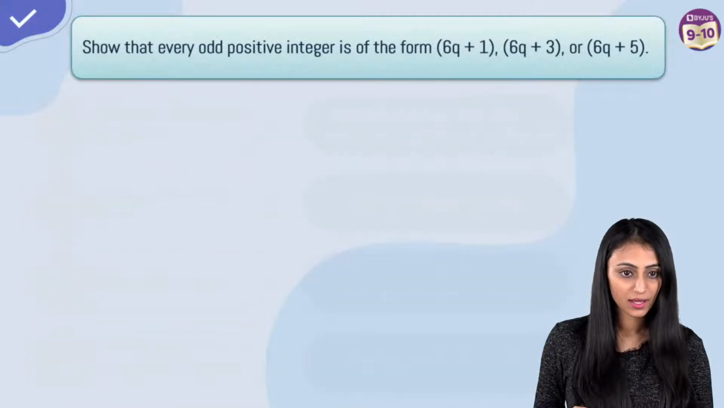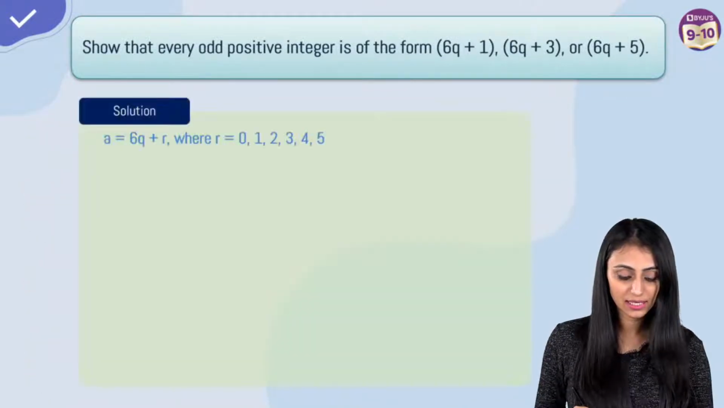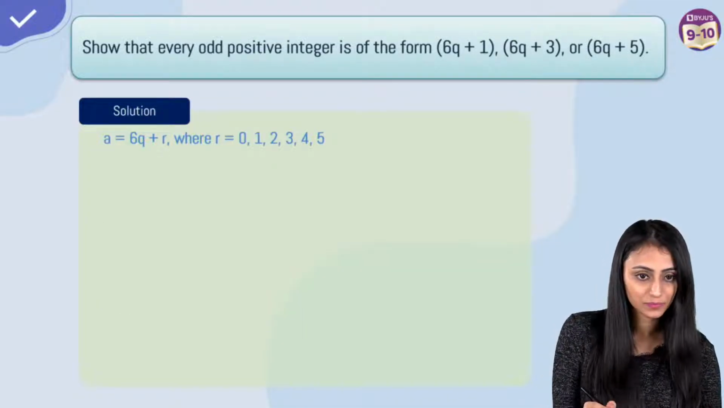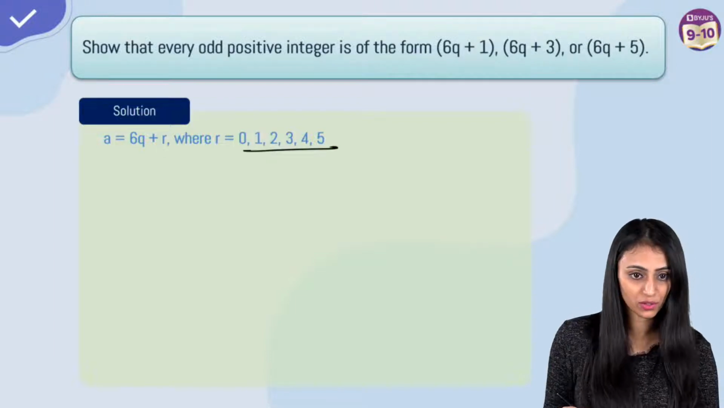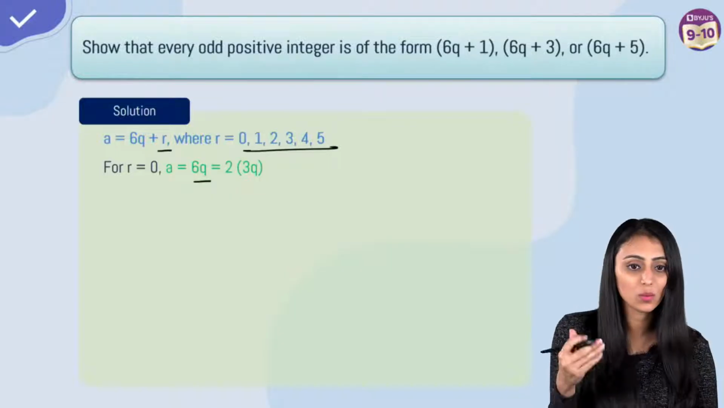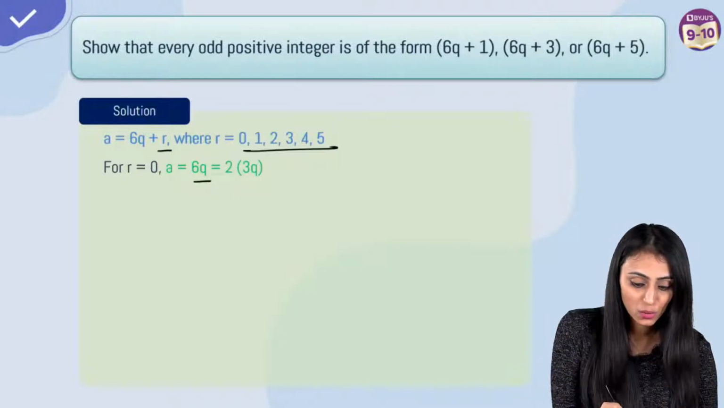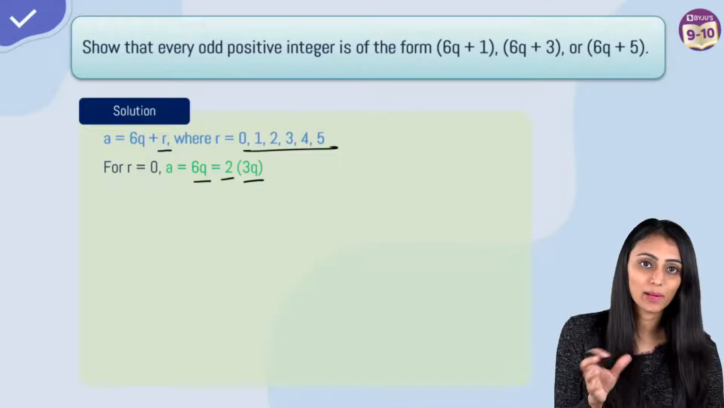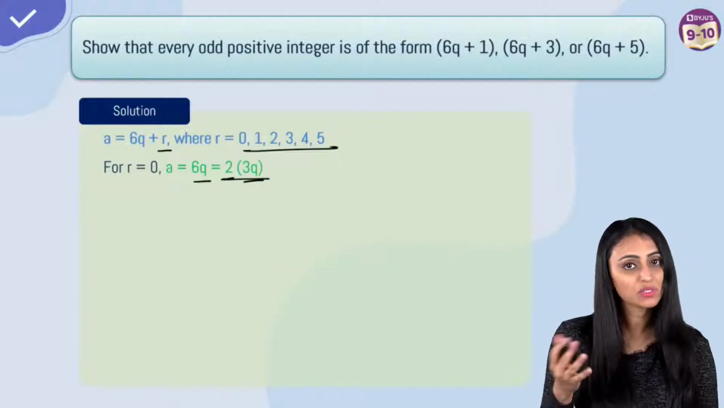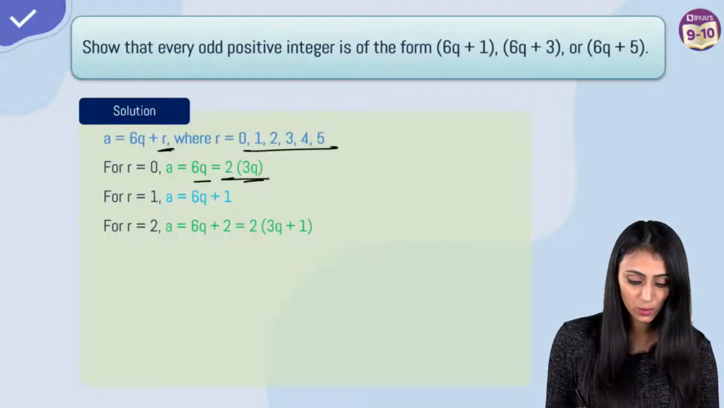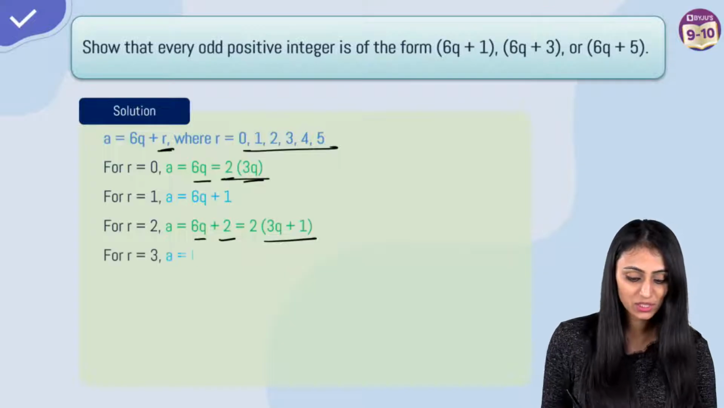All right. So what we can say here is that a is equal to 6q plus r and r will have all these values. For r equal to 0, a would be equal to 6q, because 6q plus 0 is 6q. I can write it as 2 times 3q. 2 times 3q means it is multiplied by 2, so it is obviously divisible by 2. Similarly, if I put r as 1, a equals 6q plus 1, and for r as 2, a equals 6q plus 2. If I take 2 common, that would be 2 times 3q plus 1.